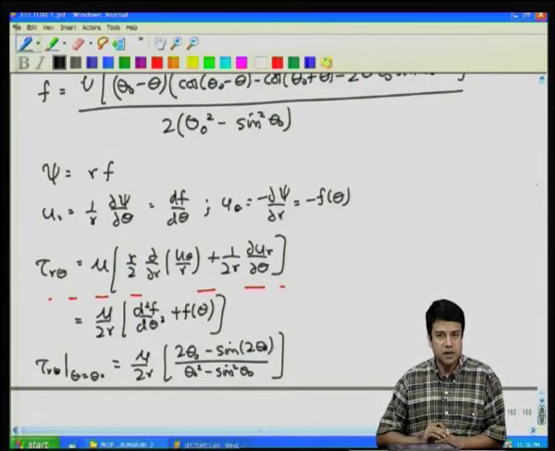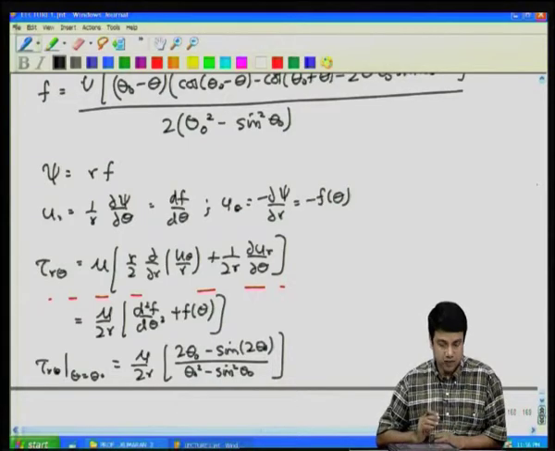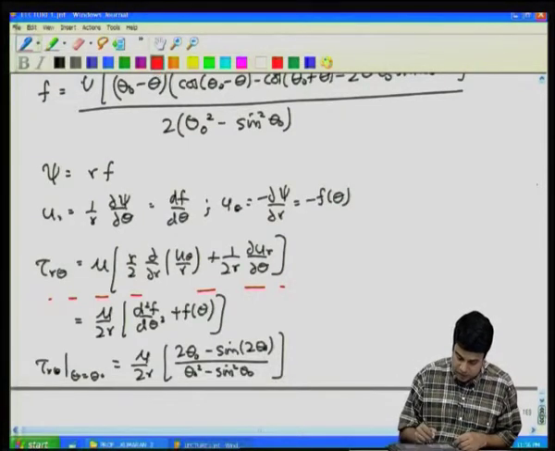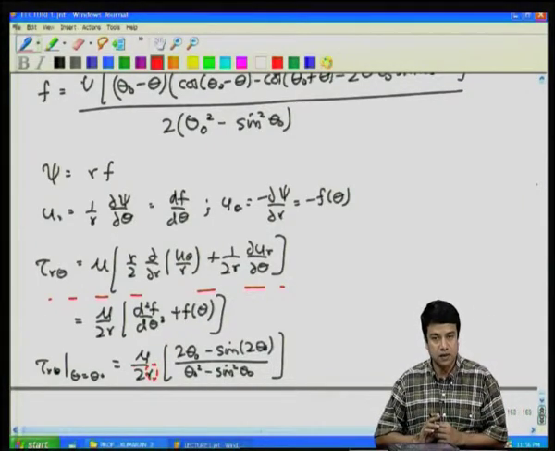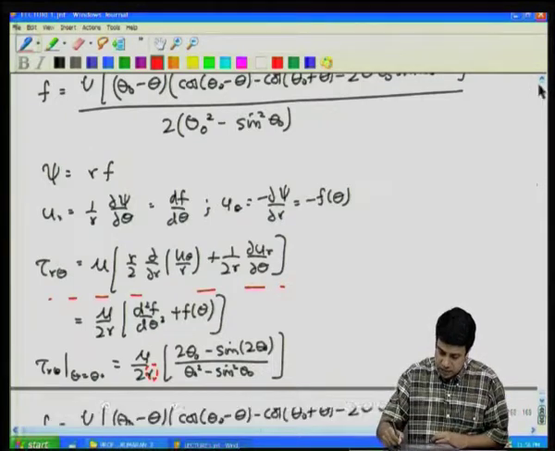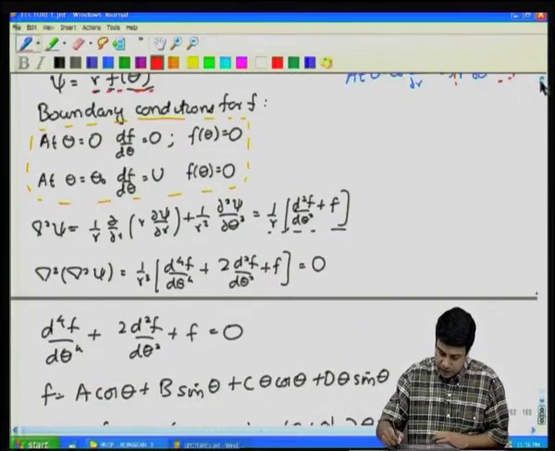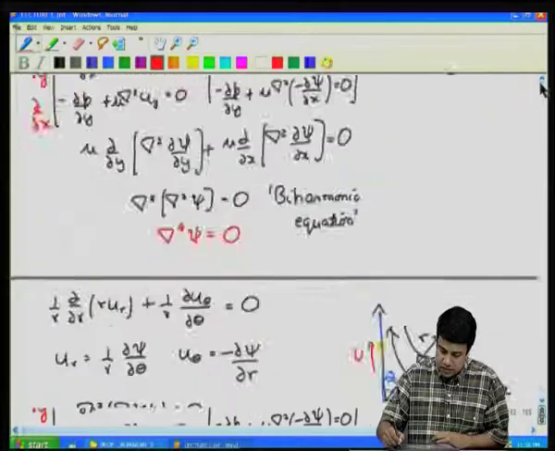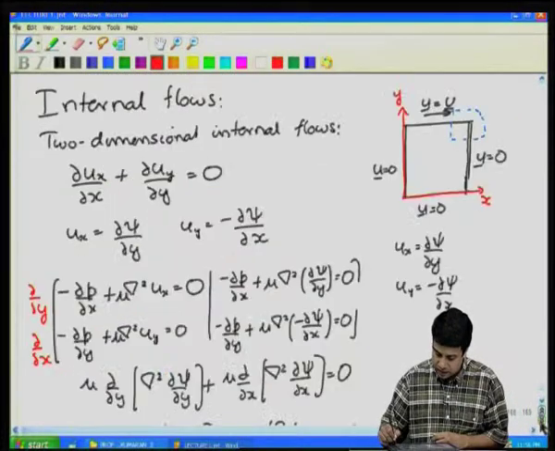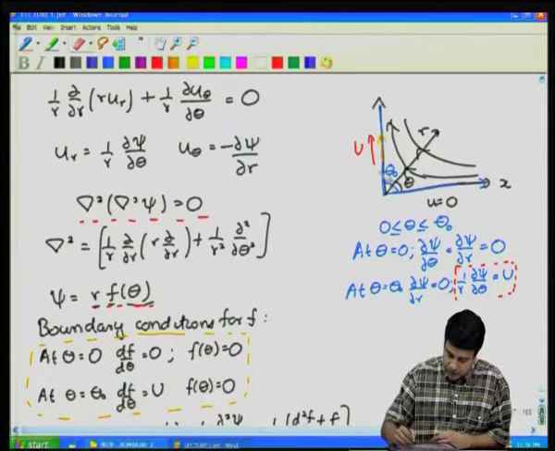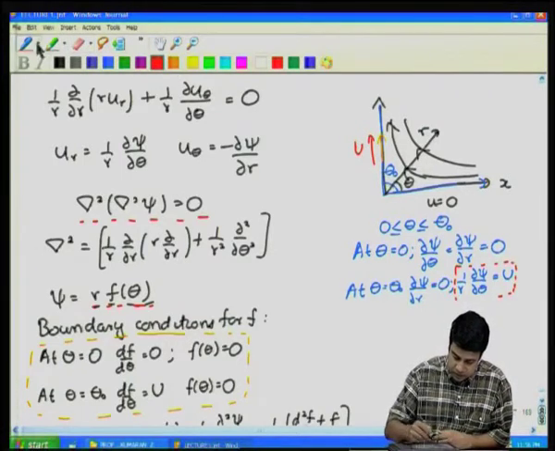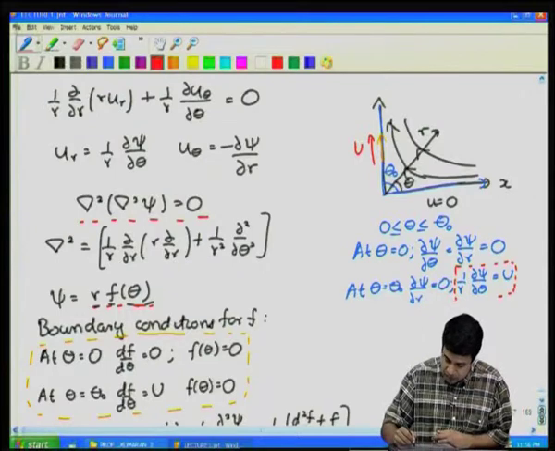An important point I would like to bring to your notice at this stage. The stress in this flow is proportional to 1 over r. So, in other words, as r goes to 0, the stress goes to infinity. R going to 0 means that I am coming towards the corner here.